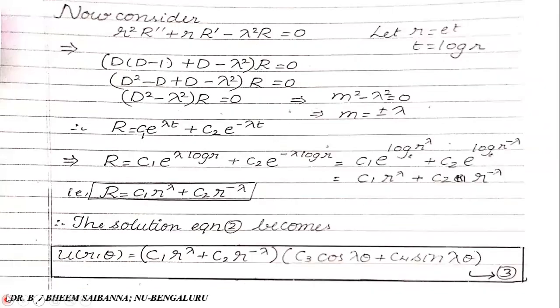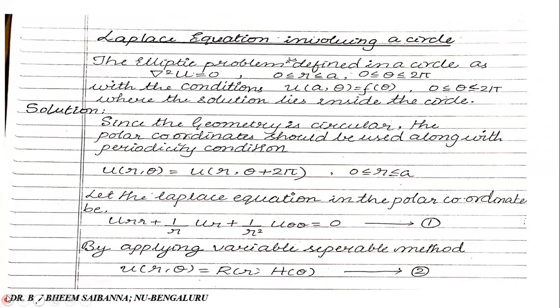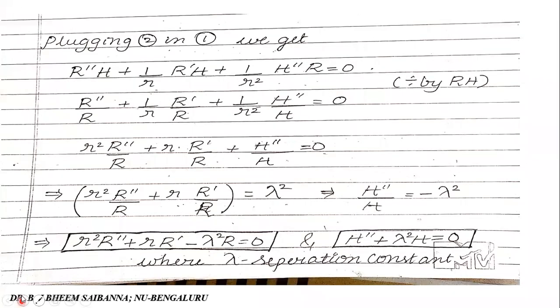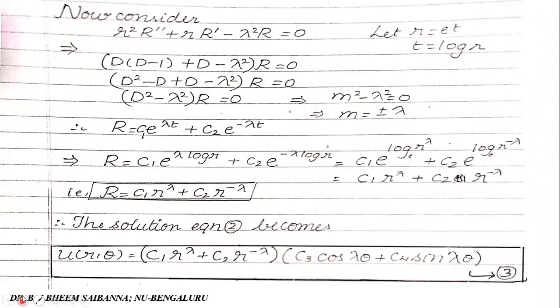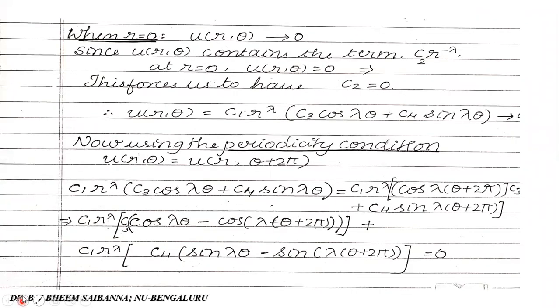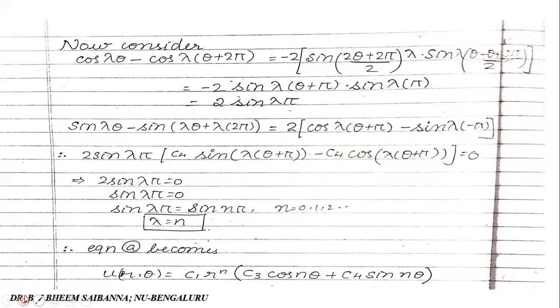Here equation A is here. This is the equation A. Substitute in equation A, r is equal to, lambda is equal to n. U of r comma theta is equal to C1 r to the power of n, C3 cos n theta plus C4 sin n theta.